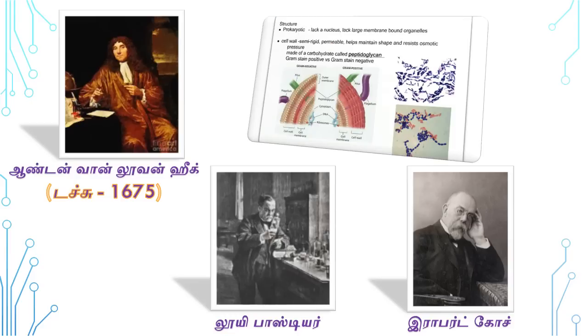Let's quickly run through some more of the structure of the bacteria. Again, they're prokaryotic, lacking a nucleus, lacking large membrane-bound organelles. They do have a cell wall made of a carbohydrate called peptidoglycan. That's significant because we know that all cell walls are made of carbohydrates. In plant cells, they're made of cellulose, and in fungus cells, they're made of chitin. Just a different type of carbohydrate here.